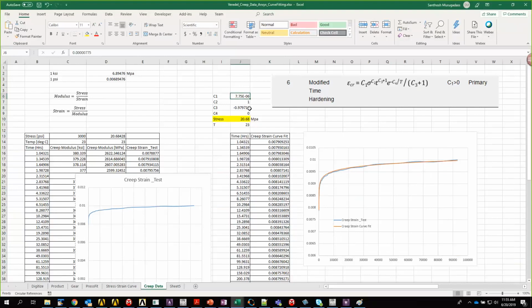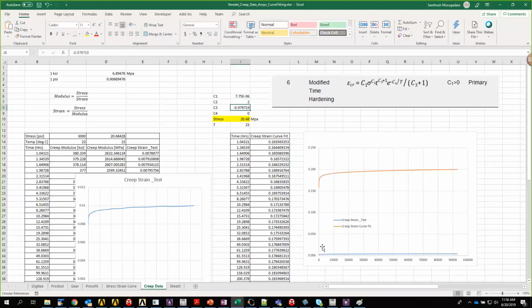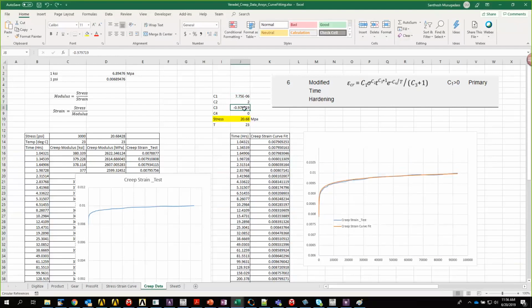Say, for example, if I change this to 8 instead of 7, the entire curve is going to be shifted up. You need to understand a little bit how these constants change the shape of the curve. For example, C2 is the stress exponent. If you change C2, again it's going to shift the curve itself, not only the shape. The third one is the power of time.